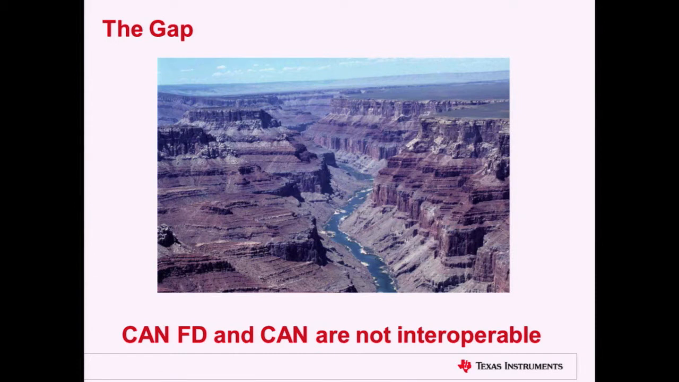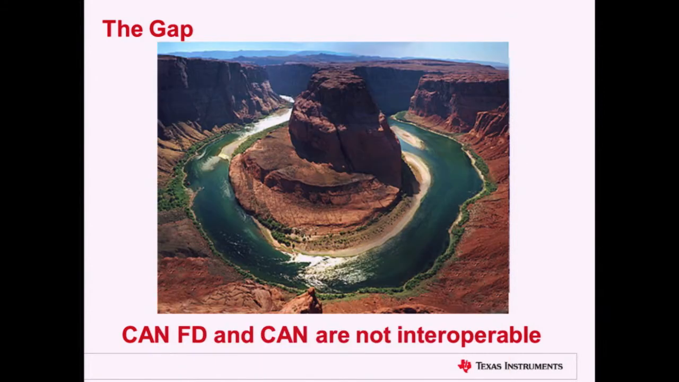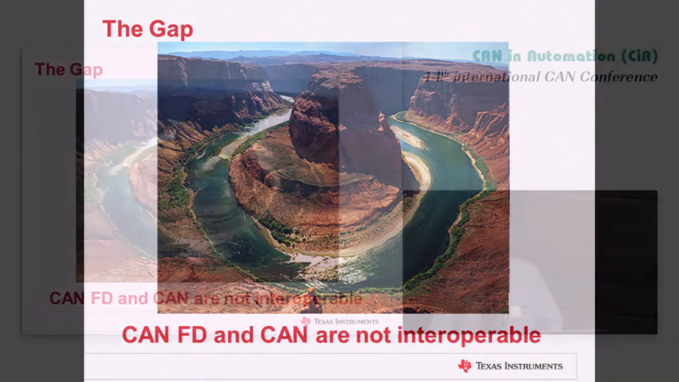I think most of you are probably familiar with this very large gap that we have out in Arizona. John and I are from Texas. We have a different gap. This one more explains the difference between CAN and CAN FD. So if you're familiar with Big Bend, we have Mexico on one side and Texas on the other, and we don't always talk together. So this is one of the challenges that we get into quite often with this discussion.